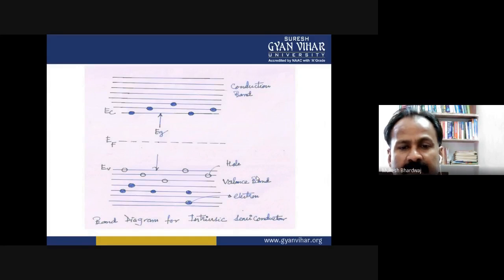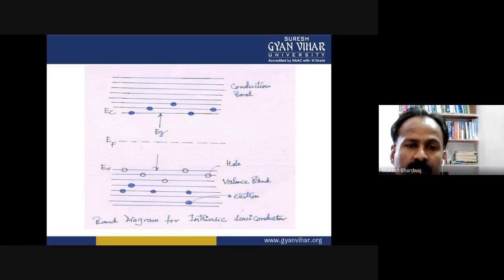Again, this is the pictorial representation of a pure semiconductor, in which the valence band and the conduction band are shown, and at the very center between these bands, one dotted line is marked, and this line is known as the Fermi level.